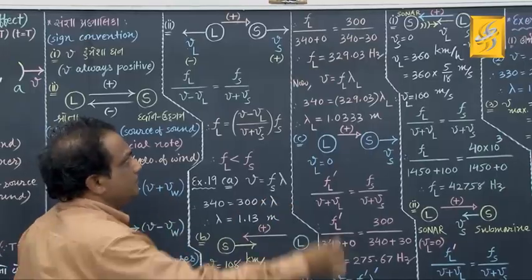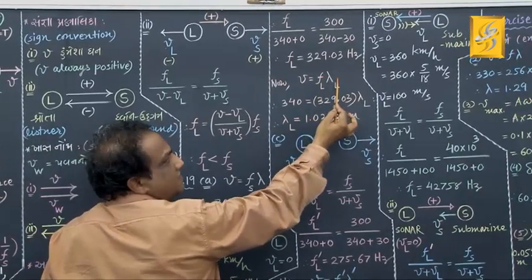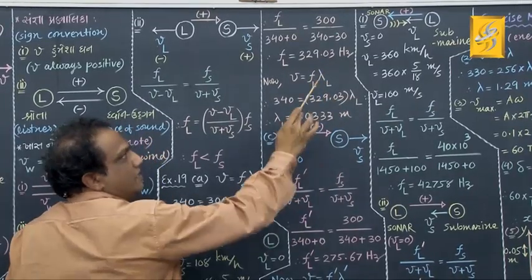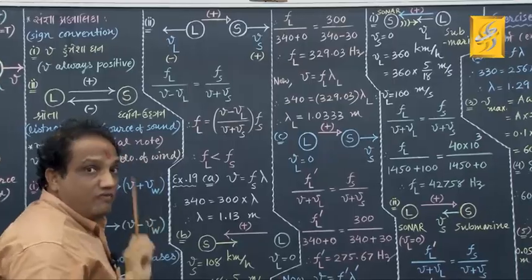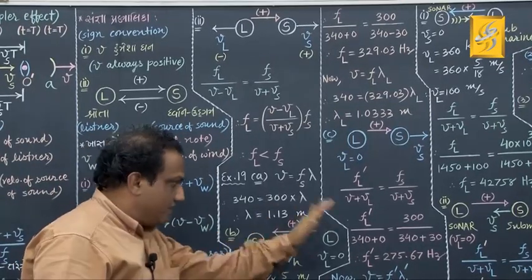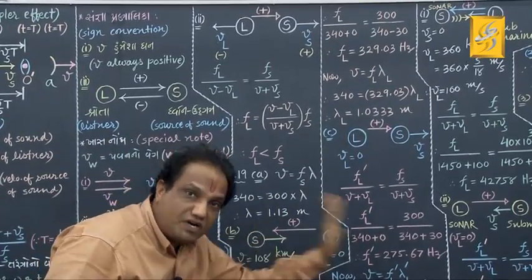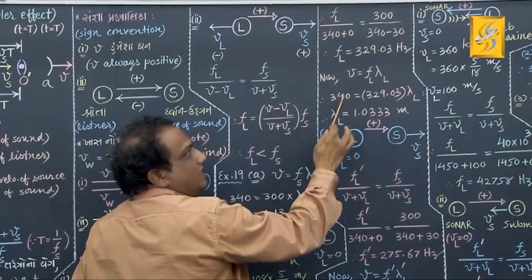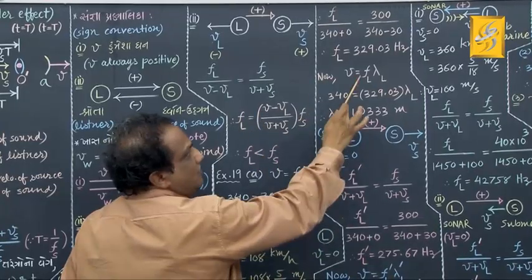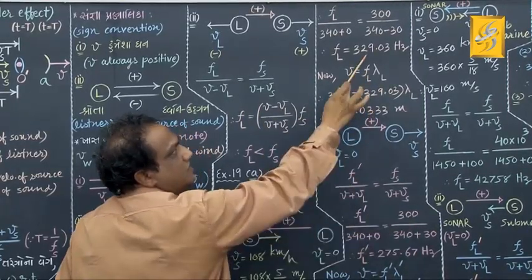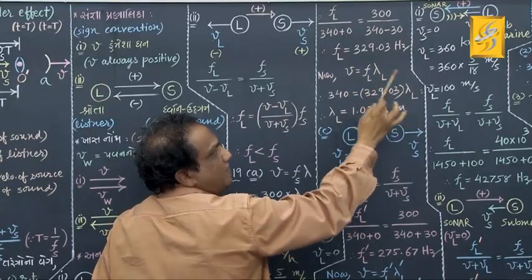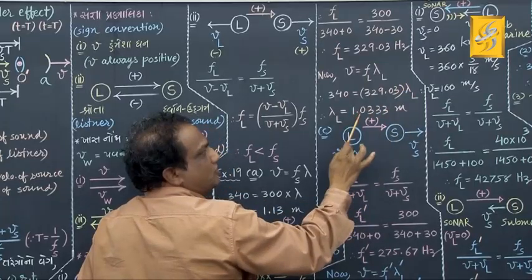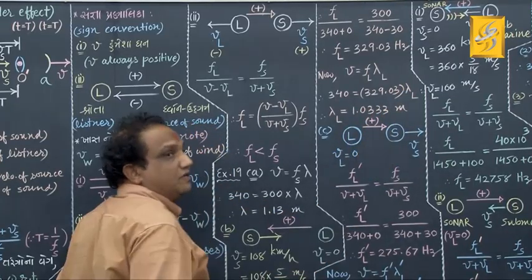Let us find out. You know V equals F lambda. Instead of F, I am putting FL, and instead of lambda, I am putting lambda L. Remember, this lambda L is the wavelength of those sound waves which are propagating in the front region. Wave velocity they have given as 340 meter per second. What about the frequency of sound heard by the listener? 329.03 times lambda L. From this we can find lambda L, it is 1.0333 meter.